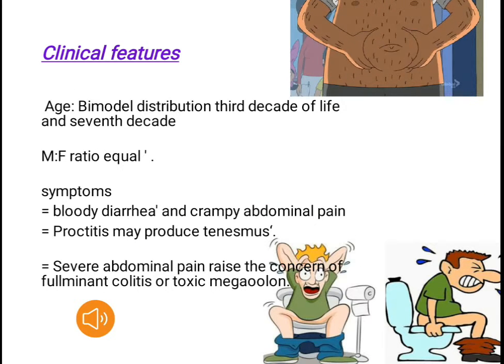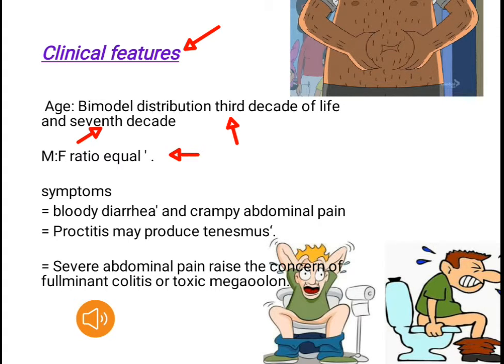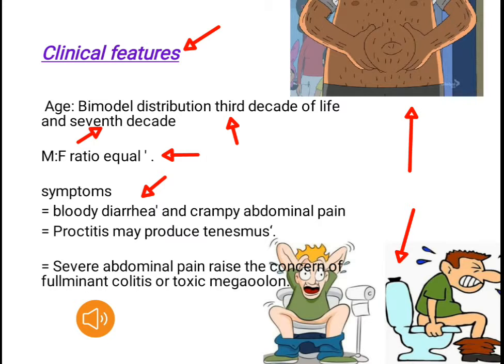Moving on to the clinical features. Age. There is bimodal distribution involving 3rd and 7th decade. Male-female ratio is equal. Symptoms include bloody diarrhea and crampy abdominal pain. Proctitis may produce tenesmus. Severe abdominal pain raises the concern of fulminant colitis or toxic megacolon.